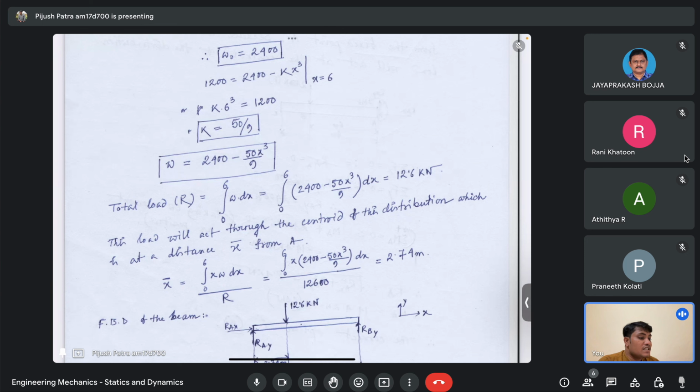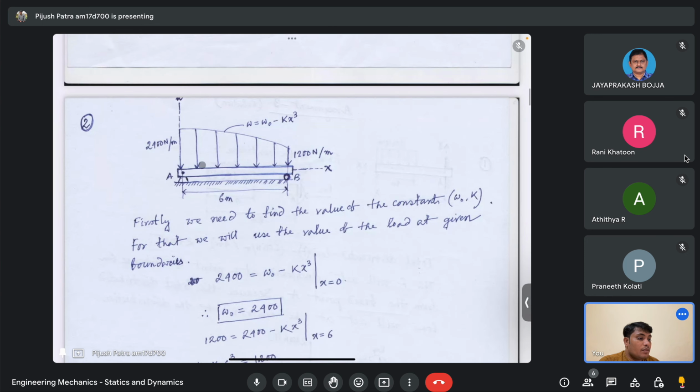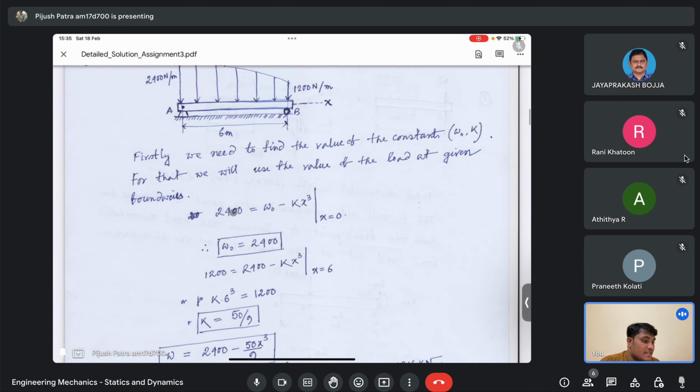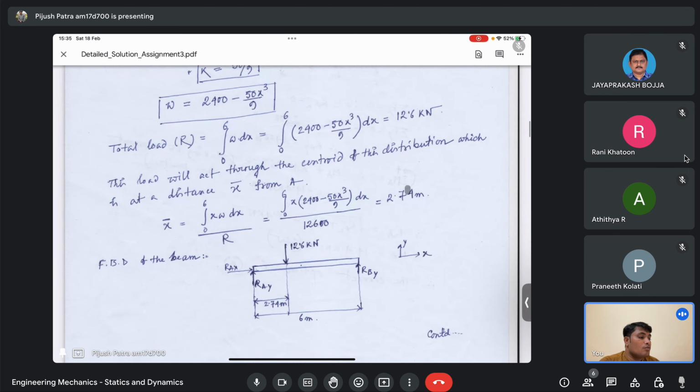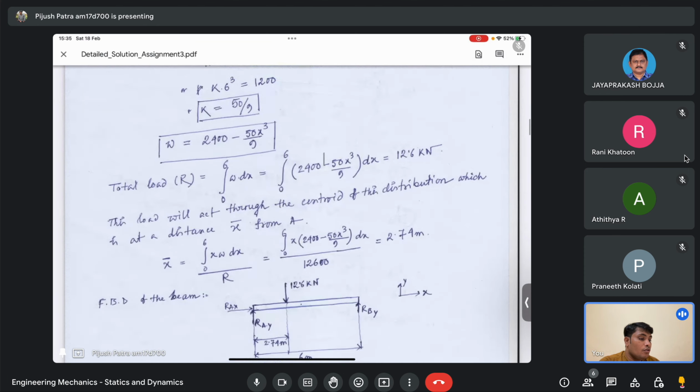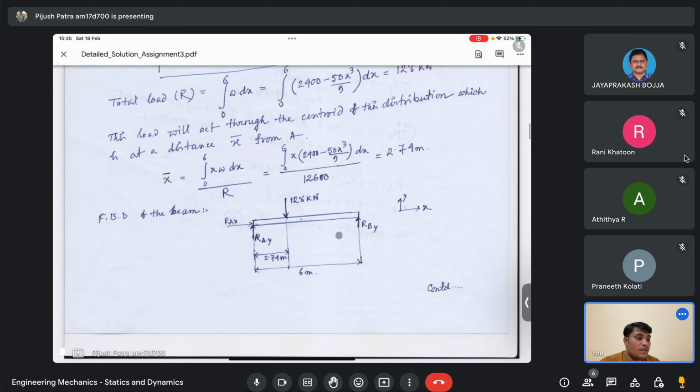Now this distance is from point A, that means from this pin joint you will have a load of 12.6 kilonewton at a distance of 2.47 meter. So this is finally the free body diagram of that beam. You will have 12.6 kilonewton at a distance of 2.74 meter. Total distance is 6 meter. For the roller support, you will have the reaction force acting vertically upward, which is RBY, and here there are two components of the reaction force, RAY and RAX.